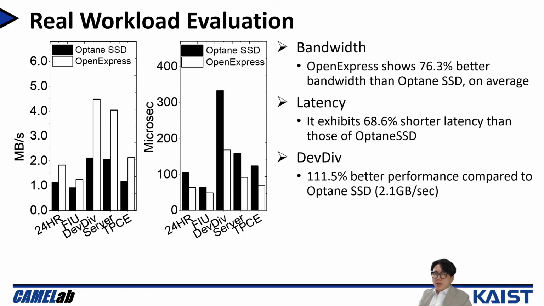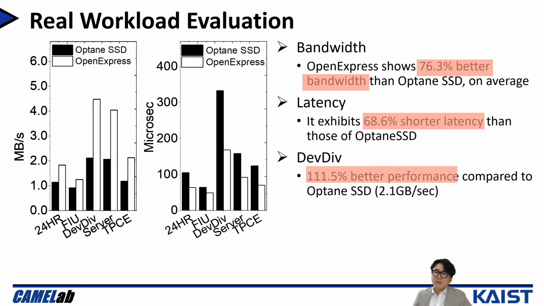For the bandwidth and the latency, OpenExpress shows 76% better bandwidth and 68% shorter latency than an Optane SSD. For the read-intensive workload, it exhibits 111% better performance compared to the Optane SSD. Note that, again, we do not claim the OpenExpress prototype can be faster than any other future NVMe device technology.